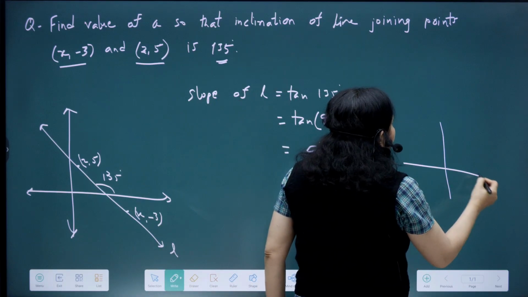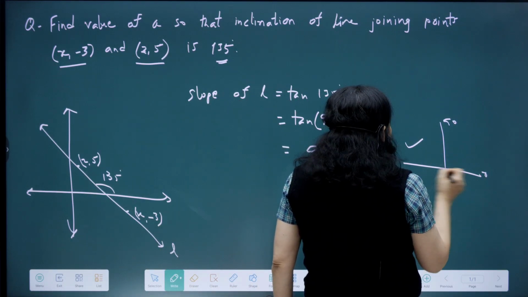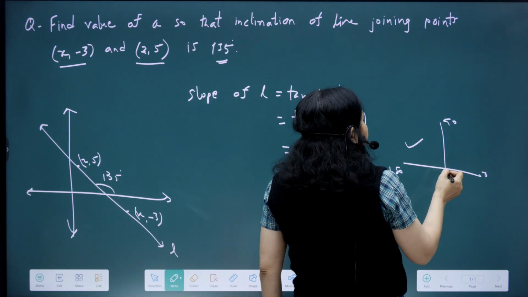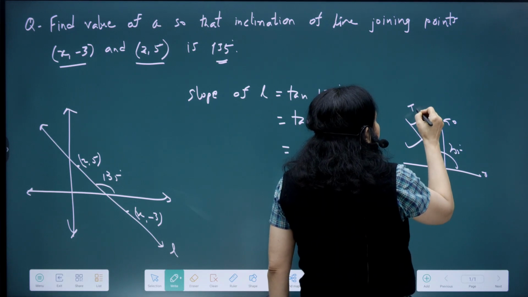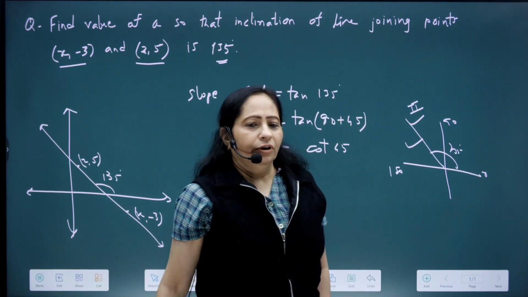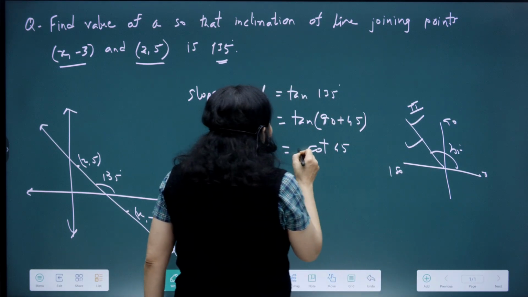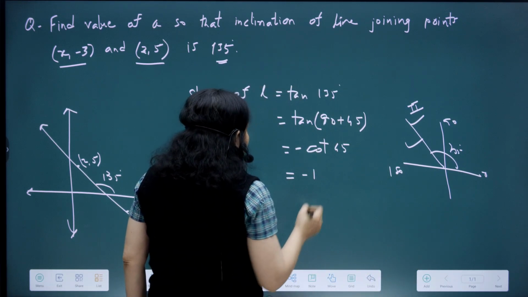Now 90 plus, that means this is 90, this is 0, this is 180. So 135 degree will be like this. So it is in second quadrant. So tan will be negative. So this will be minus cot 45, and that is minus 1.